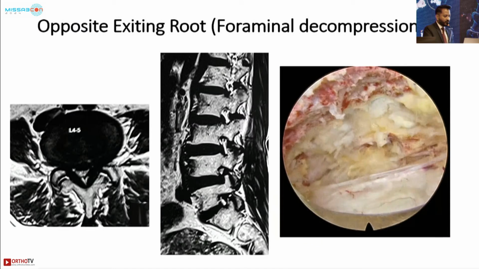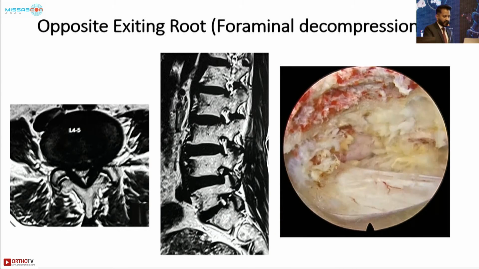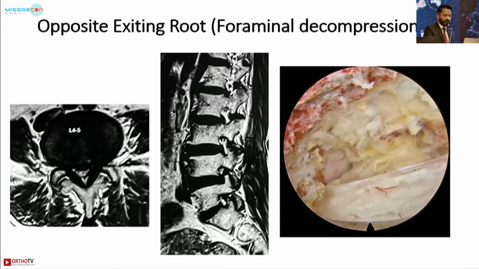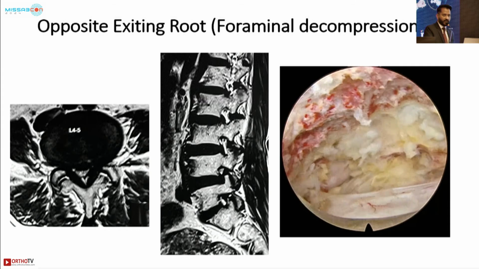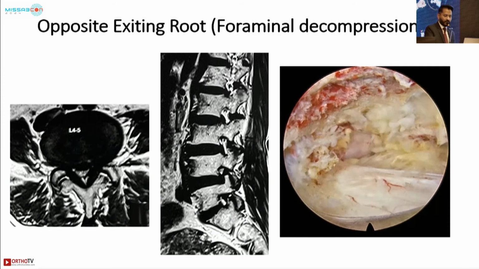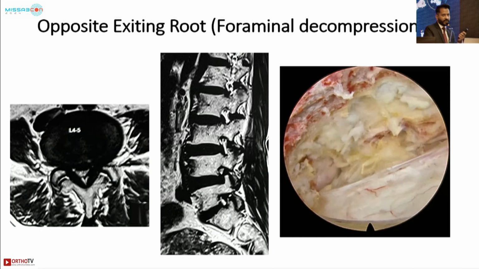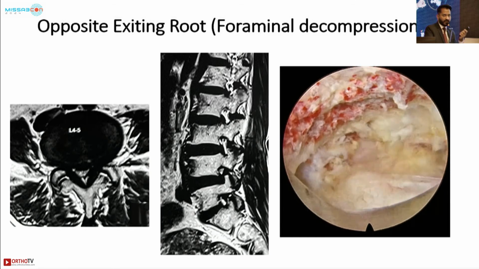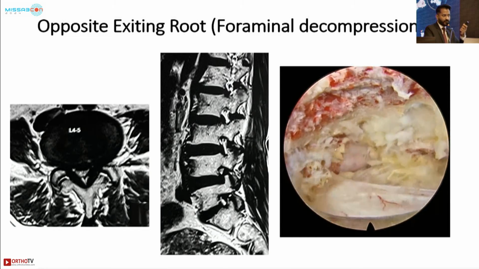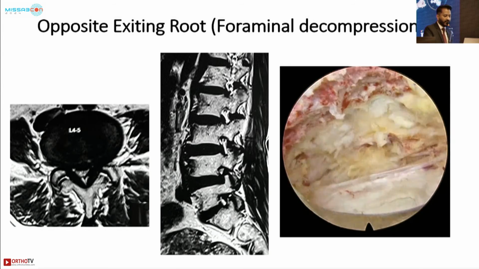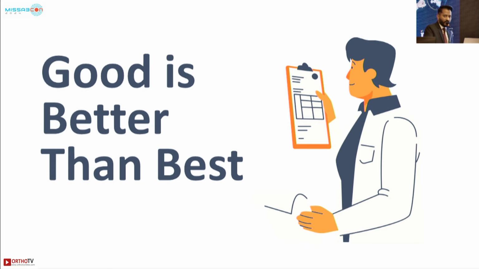So, the extended use of interlaminar endoscopy. This was the case which I already showed, but this patient was having foraminal stenosis as well. So can you do foraminal decompression from the same interlaminar approach? Yes, you can do foraminal decompression. You just need to burr more of the base of the spinous process, the superior lamina and some part of the pars, and you can easily reach the contralateral exiting root.